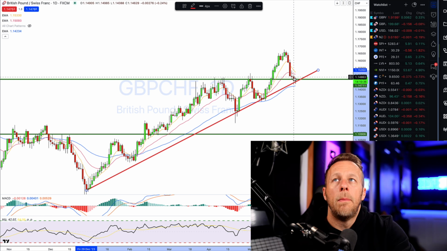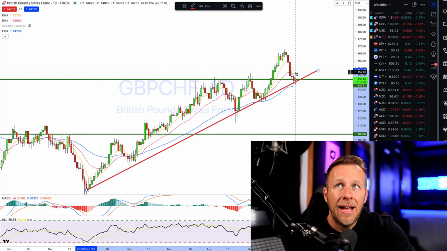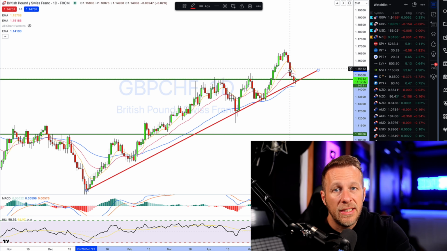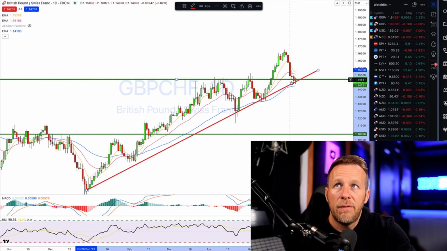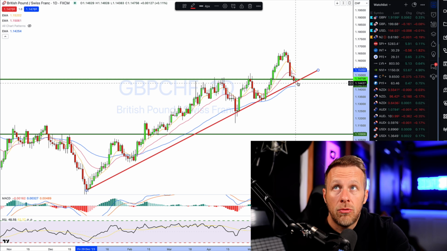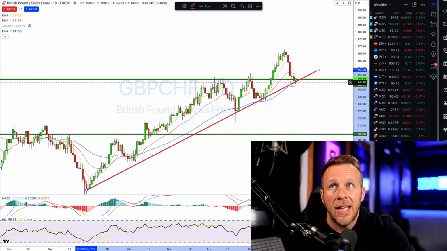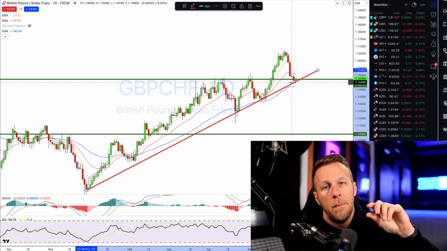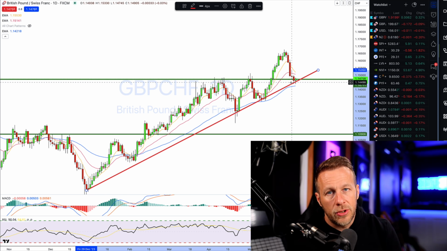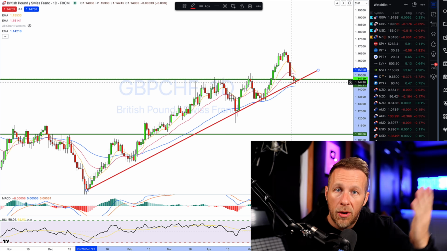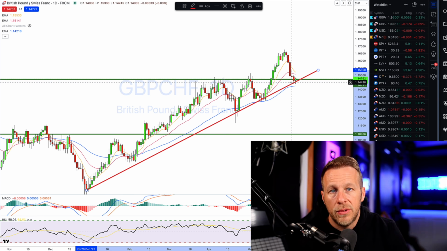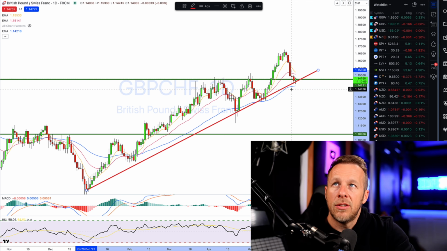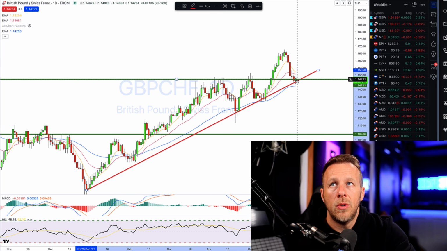And then on the pullback, we're looking for a pullback down into that 20/50 zone. Okay, so we're looking at the 20/50 zone, which we're in right now. And once we can get into that 20/50 zone, that's a great place for potential entries, because we're likely to revert back to the mean movement of the trend. We're seeing this rollover. We're seeing horizontal and angular support and resistance.